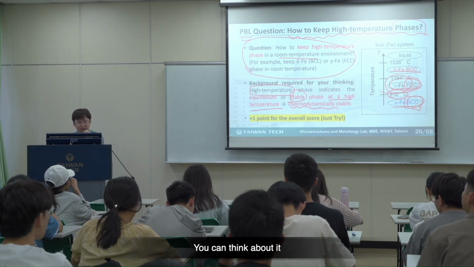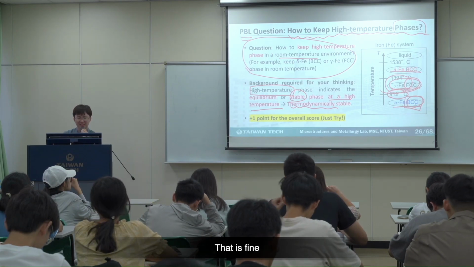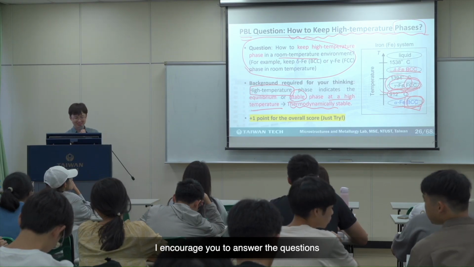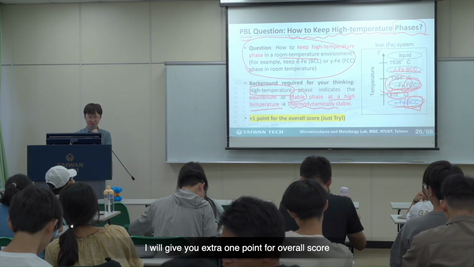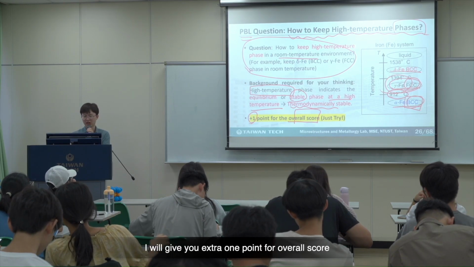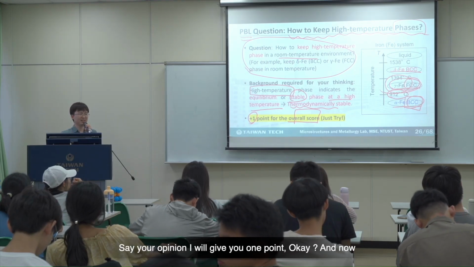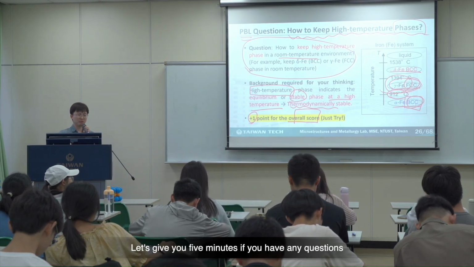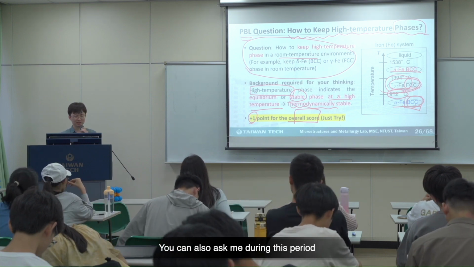Okay, so now you know about the question, and I will give you around 5 minutes. You can think about it, and then you can also discuss with your friends. That's fine. And then to encourage you to answer the questions, if you answer the questions, I will give you an extra 1 point for overall score. Say your opinions. I will give you 1 point. Okay? And now let's give you 5 minutes. If you have any questions, you can also ask me during this period.